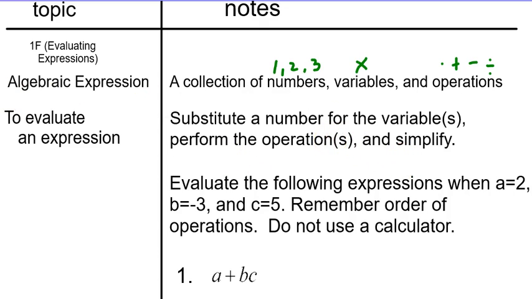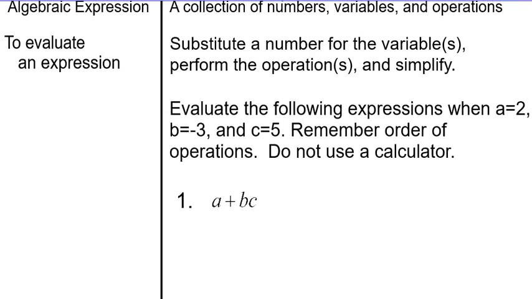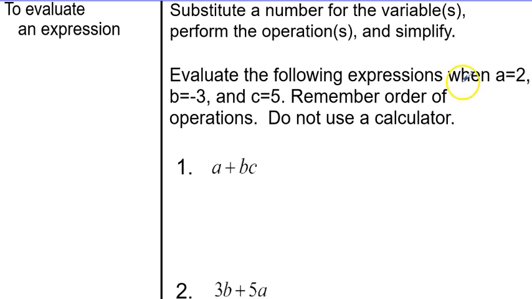We've been doing this in all of Unit 1 already. This is just kind of putting it all together here at the end. So we're going to evaluate the following expressions when a equals 2, b equals -3, and c equals 5. Remember, order of operations, do not use a calculator.